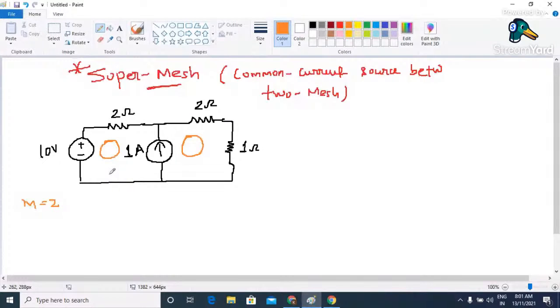it has two further sub closed paths in it. So what is a mesh? A mesh is the smallest closed path. So here we have two. Or you can find this out by applying that logic. Mesh is nothing but branch minus node plus 1. You will get the answer as 2.